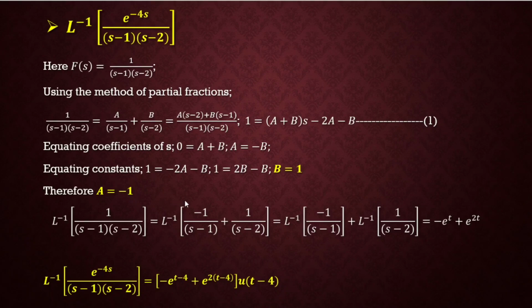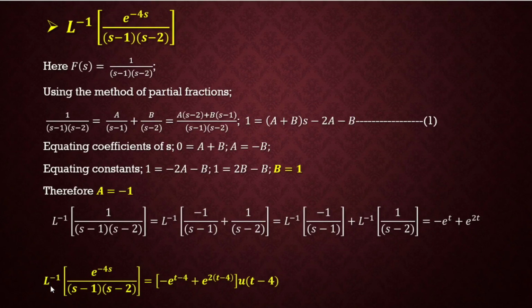Now let's substitute the constant values. Therefore we'll get Laplace inverse of 1 by s minus 1 into s minus 2 equal to Laplace inverse of minus 1 by s minus 1 plus 1 by s minus 2. Now using the linearity property, we'll split this and write it as Laplace inverse of minus 1 by s minus 1 plus Laplace inverse of 1 by s minus 2. Now we can take this minus outside, and Laplace inverse of 1 by s minus 1 is e raised to t, and Laplace inverse of 1 by s minus 2 is e raised to 2t.